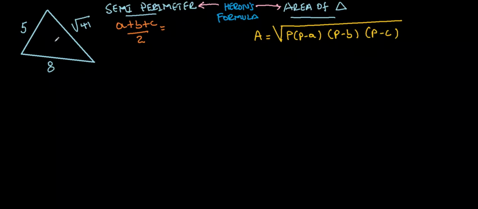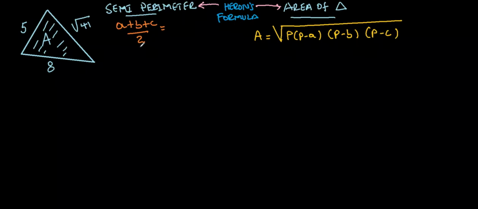You are requested to find the area of this region. So to find the area, you have to use Heron's formula. Heron's formula has two things you have to consider. The first one, you have to define the semi-perimeter, and the second one, you have to define the area of the triangle by using this formula.